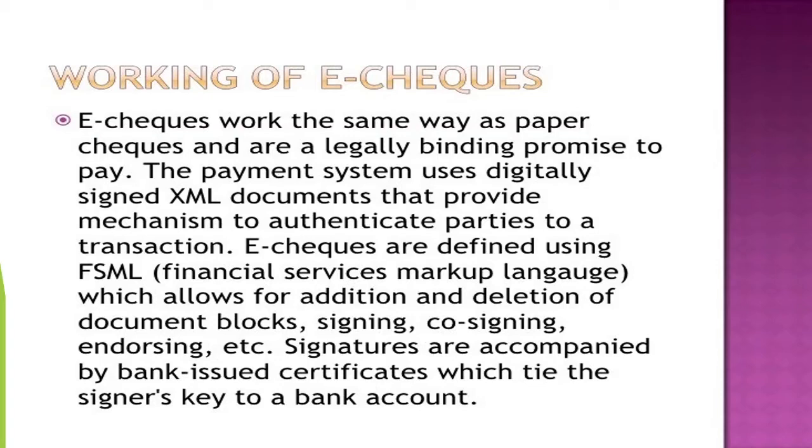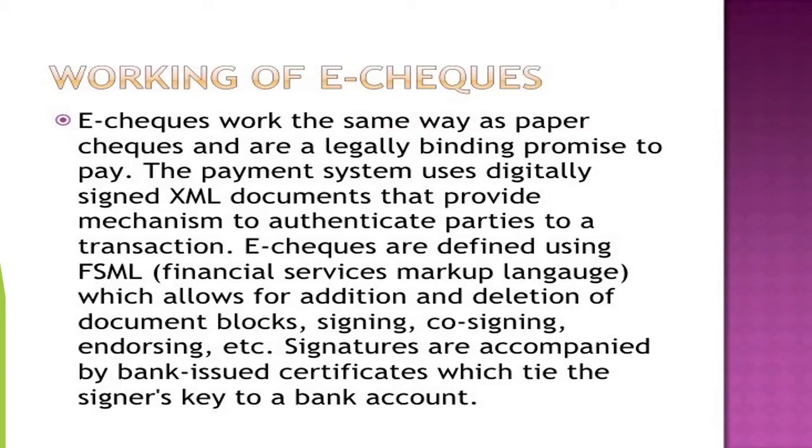With the Financial Services Markup Language, FSML, a document or photo is developed like a physical check. There are some blocks, signing, co-signing, endorsing, and those are accompanied by bank-issued certificates which tie the signature's key to the bank account. Usually when there are transfers between bank and bank, they use these e-checks.